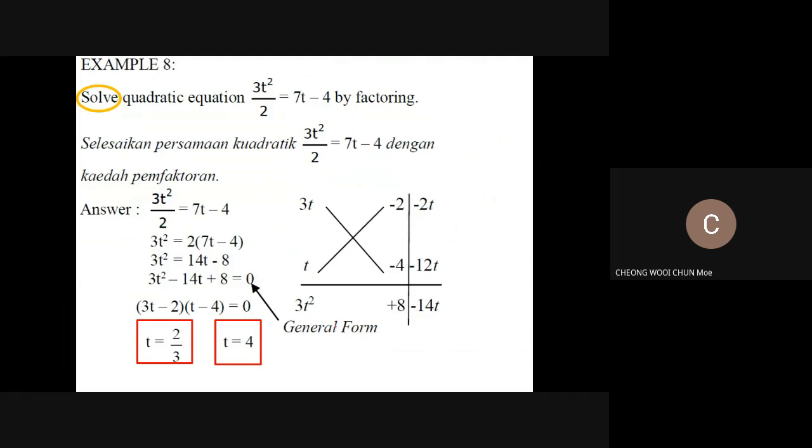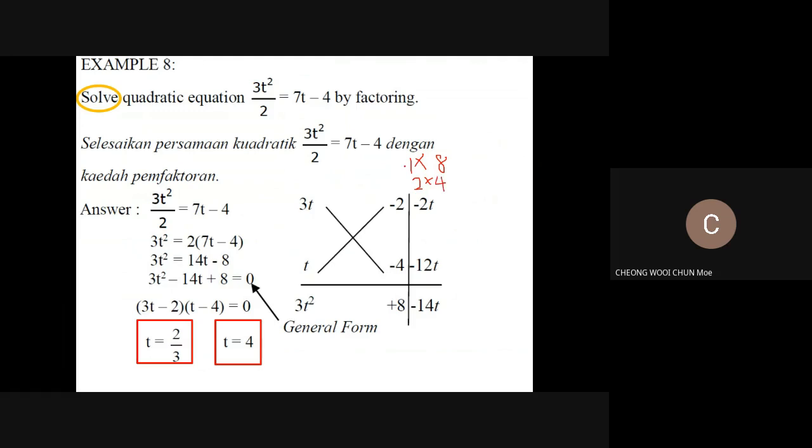Then from here, you need to use this one method. Everything this method, no problem. 3 is 1 times 3, so 1 and 3. t and t, t squared. 8 is either 1 times 8 or 2 times 4.